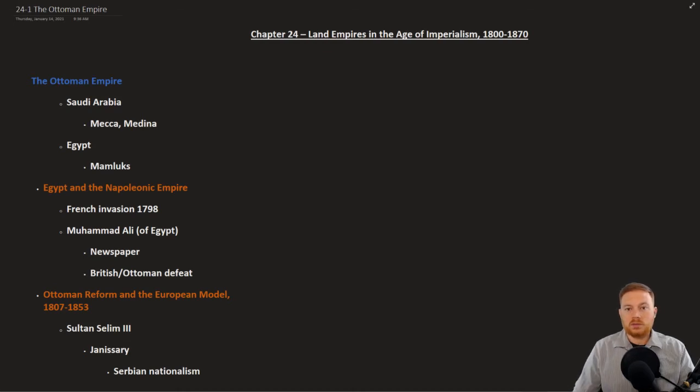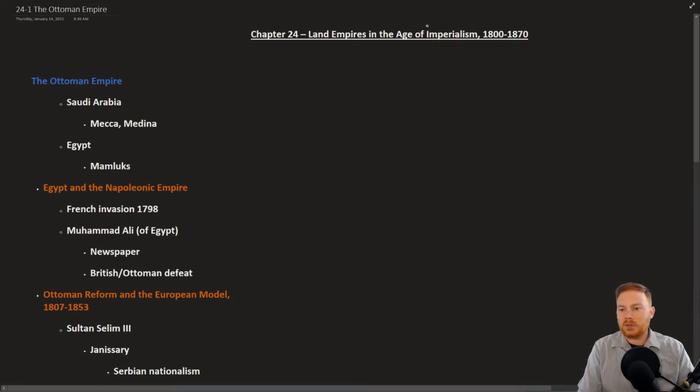All right, so this is The Earth and Its Peoples by Richard Bulliet, Chapter 24, Land Empires in the Age of Imperialism, 1800 to 1870. We'll be looking at Section 1, the Ottoman Empire.